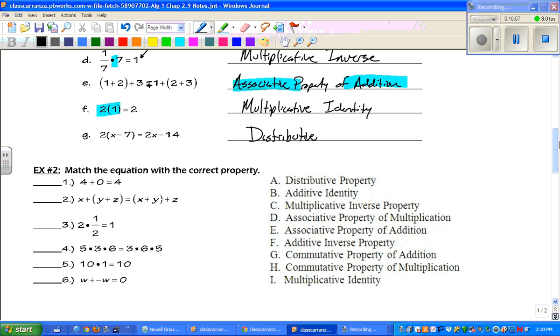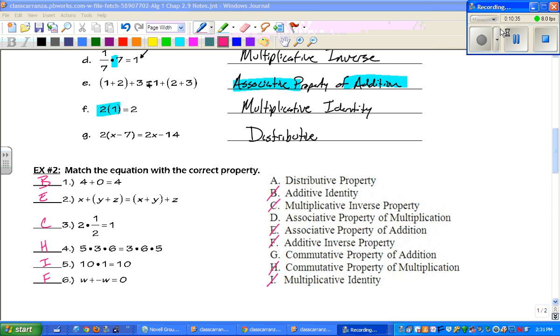Now this part right here, match the equation with the correct property. This is what you would see on a test, where you would have to match things up and figure out which property is being used. So I would like you to pause the video real quick and then try it on your own. And there are the answers. As you can see, not all of them were being used. We had a couple there to distract you.